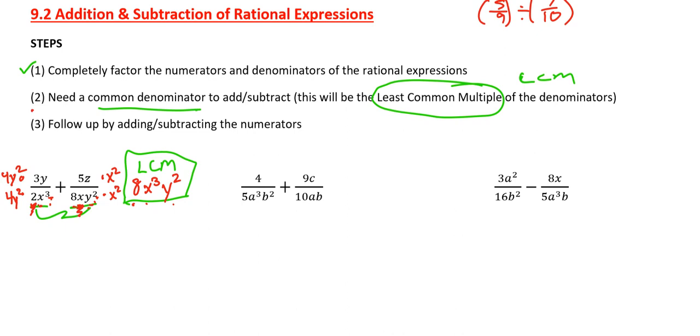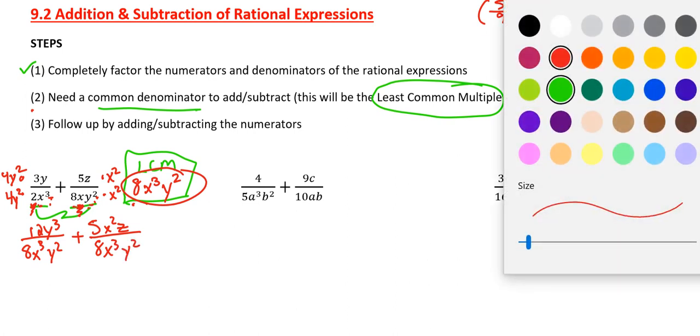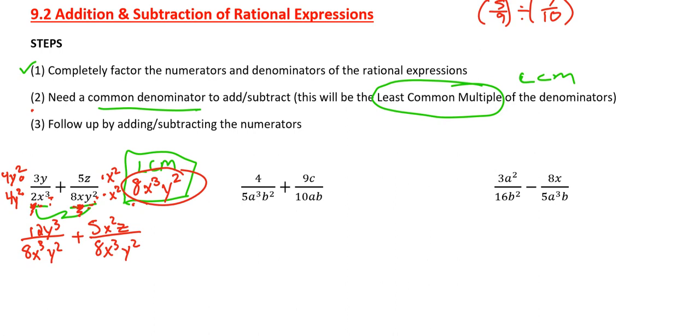We're going to end up with 12 y to the third over, again, this is our now common denominator, 8x to the third y squared plus 5x squared z over 8x cubed y squared. Again, hopefully the next one will make a little bit more sense if this is tricky to you. So once we have a common denominator, we don't do anything with that. That just stays. So that'll be 8x cubed y squared.